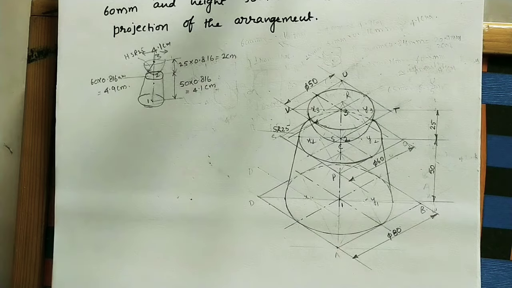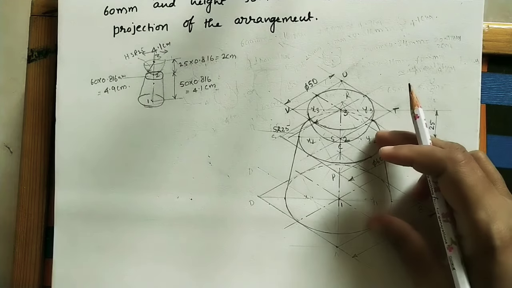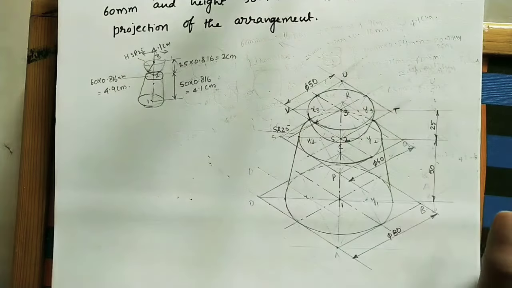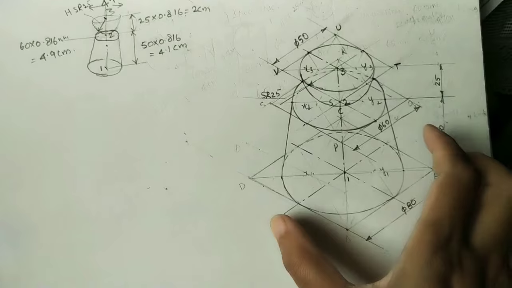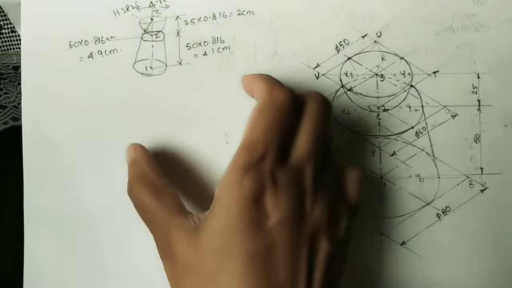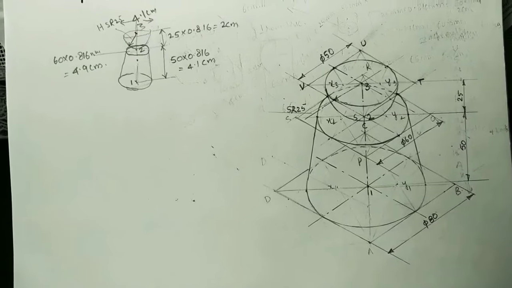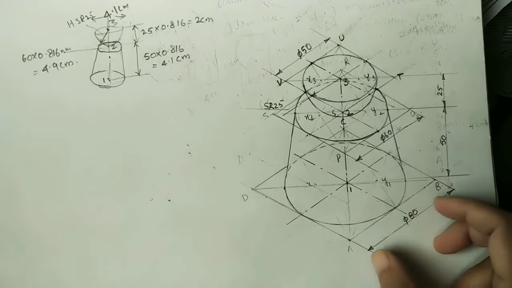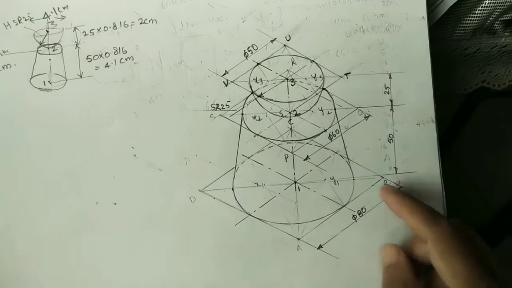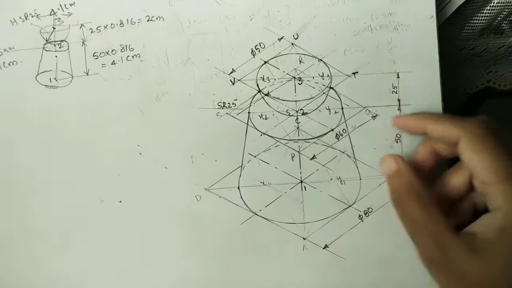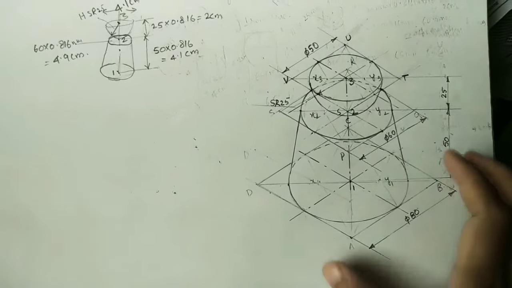In today's class, we will do the isometric view, that is, the three-dimensional diagram of the given frustum on which we are keeping the hemisphere. Actually, whenever doing the three-dimensional diagram, we need to do the two-dimensional diagram also. Here I didn't do the two-dimensional diagram. What is the reason? All the data has been given, all diameters and all the heights. That's why I didn't do it.